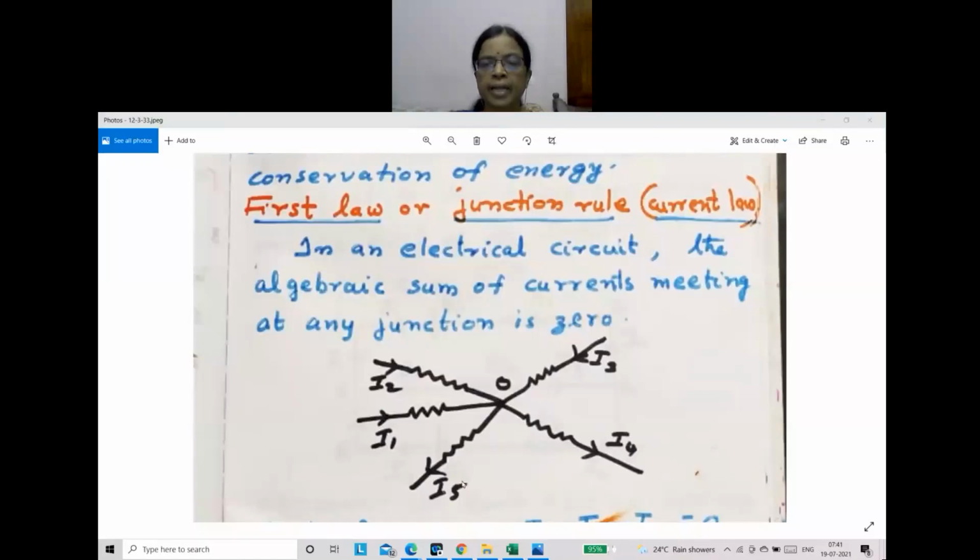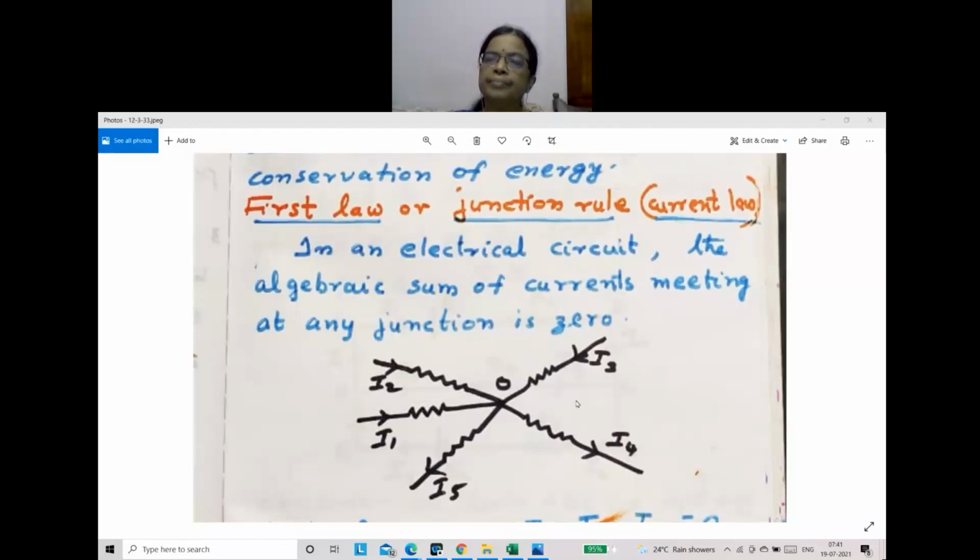It is very simple. What is it? The algebraic sum of the currents meeting at any junction in an electrical circuit is 0. Whatever current comes towards the junction is equal to the current leaving the junction. No current is accumulating here; it is not saved there. Whatever current comes will leave, and it leaves according to the resistance.